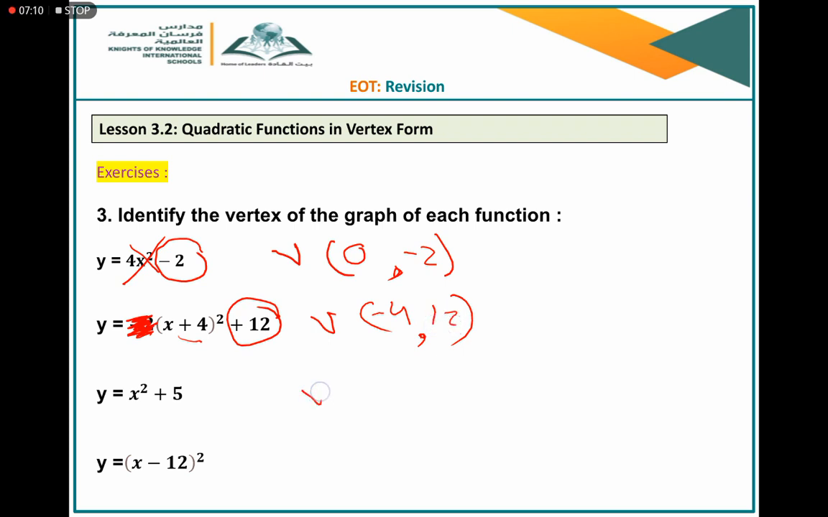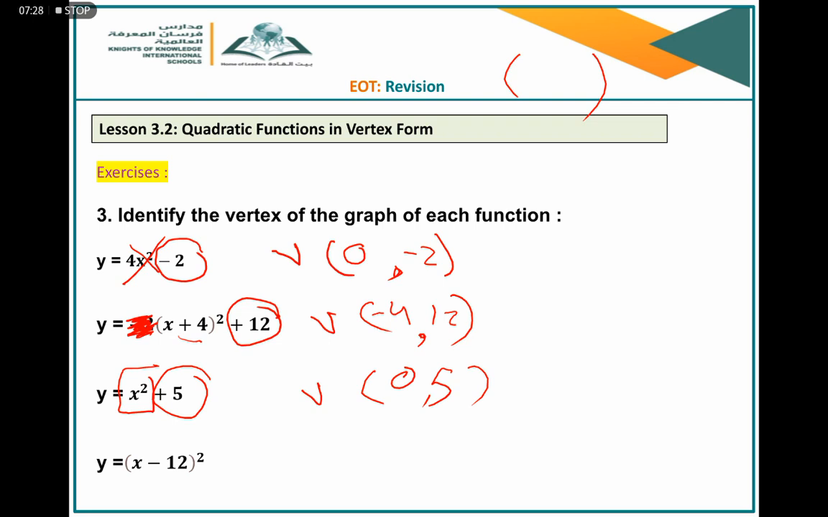Yes. The vertex here, there is no parentheses here. Yes, no parentheses. I mean by parentheses this. Okay, there is no parentheses, so h equals 0. Don't think. And the number that is alone and happy, like me and you, it is 5.